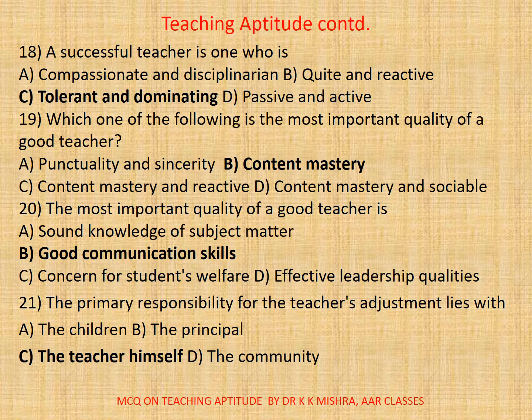18. A successful teacher is one who is: A. compassionate and disciplinarian. B. quiet and reactive. C. tolerant and dominating. Or D. passive and active. The correct option is C.